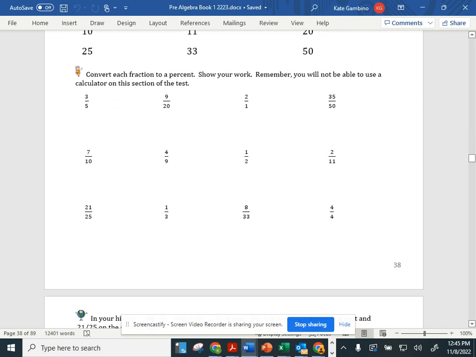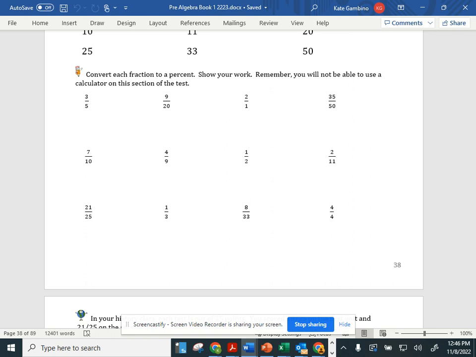Convert each fraction to a percent. Remember, show your work. No gold stars for mental math, my friends. No gold stars. Show your work. Remember, you will not be able to use a calculator on this section of the test. So look at what your friendly denominators are, what we're multiplying by. Multiply your top and bottom by that number.